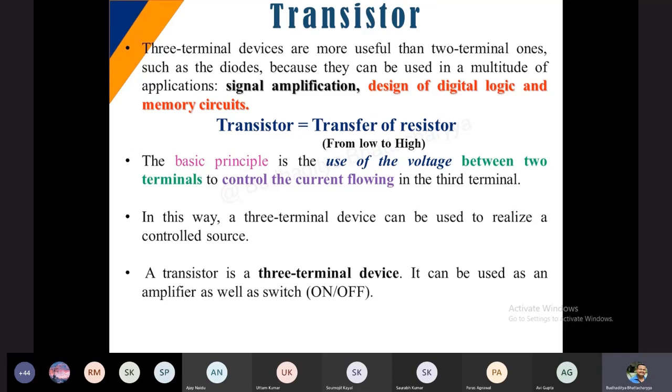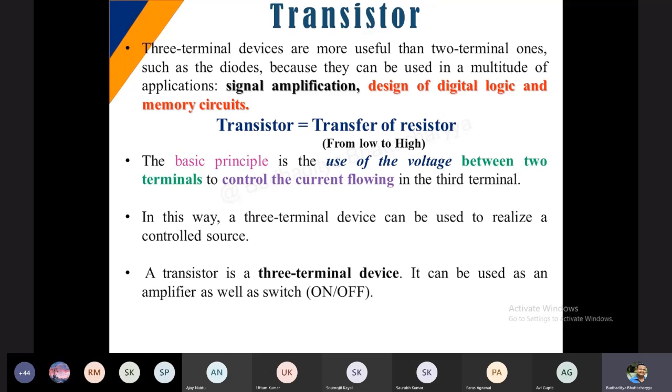And this is why we are looking at the transfer of resistance. Because in case of a transistor, you will find out that the more we go towards the emitter side, the resistance will be lower, and hence more current will be there. Whereas when you are coming towards the collector side, the resistance will be higher, and hence the current will be lower. All right, so that is why it is called transfer of resistance. That abbreviates to transistor.